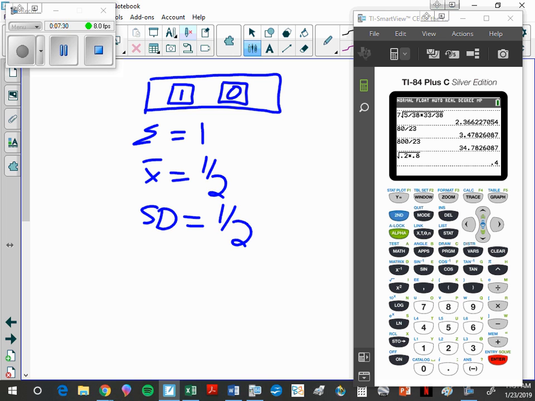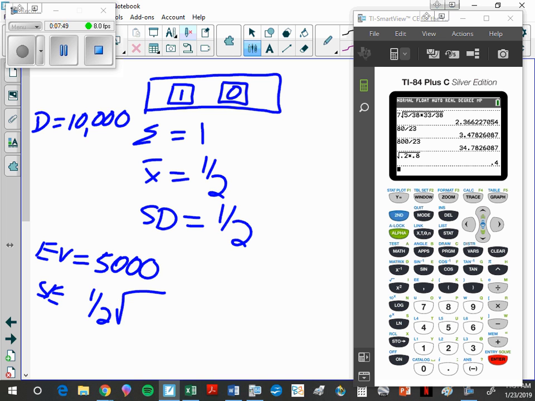And we're going to be using these a lot, so you can just remember average is 1/2, SD is 1/2. I'm going to play 10,000 times. So my expected value is 5,000. And my standard error is going to be 1/2 times the square root of 10,000. The square root of 10,000 is 100. 100 times 1/2 is 50.